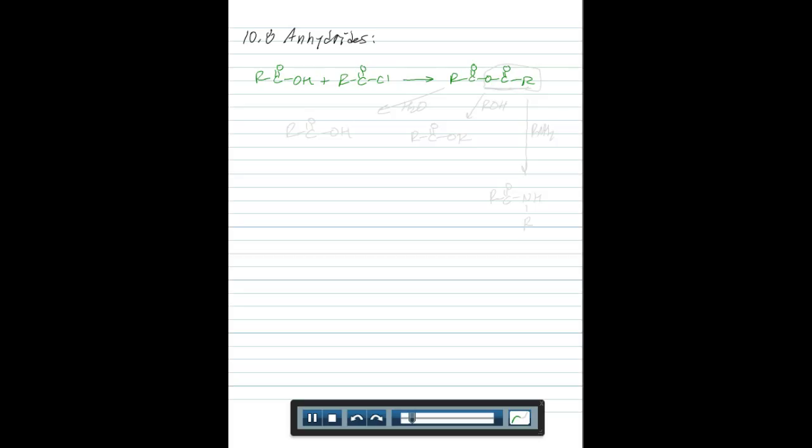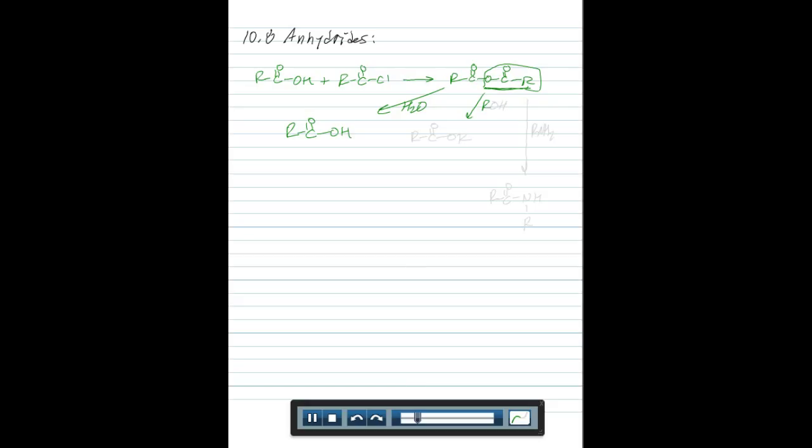Now, what can you do with the anhydride? Well, if you add water, okay, again, your OH is going to replace this part of it. Anhydrides confuse people because there's so much of the molecule that you're leaving off. But just think of this as your leaving group. That part of it leaves.